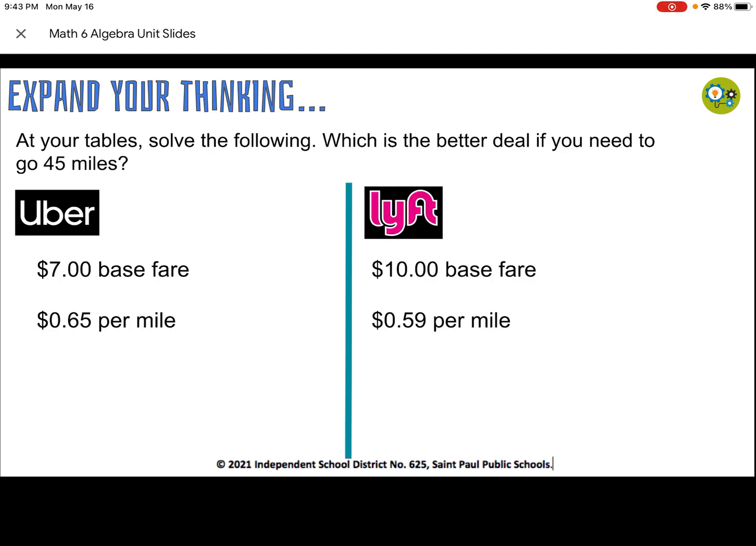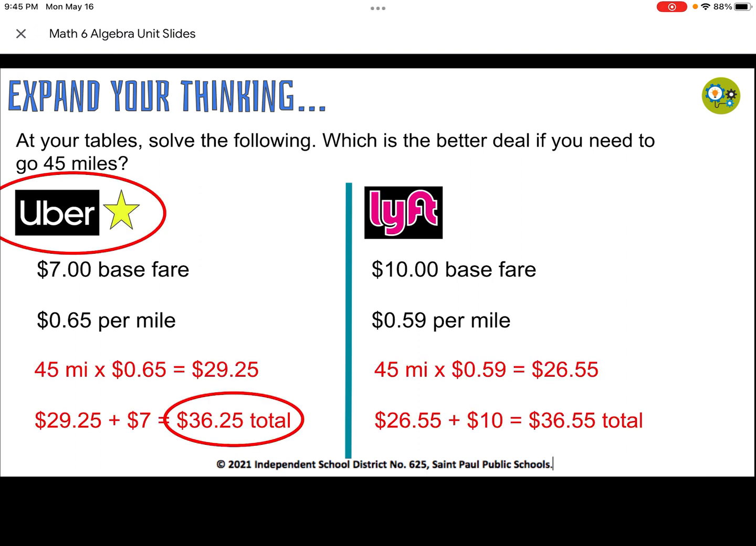So in Uber, you have to pay a $7 base fare and 65 cents a mile. And in Lyft, you have to pay a $10 base fare and 59 cents a mile. This isn't actually on the money, but this could be an example. And so let's say you have to go 45 miles. Which is the better deal? $7 base fare plus 65 cents a mile, or $10 base fare, 59 cents a mile. Do some figuring while the video is paused, and then come back and compare your thinking to mine. All right? Ready to come back?